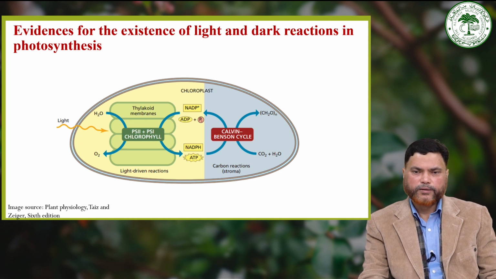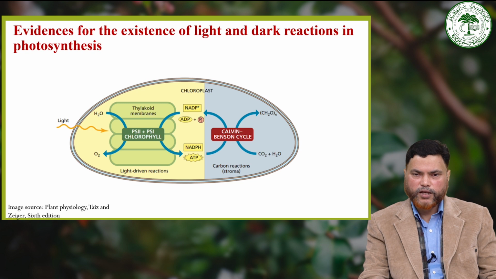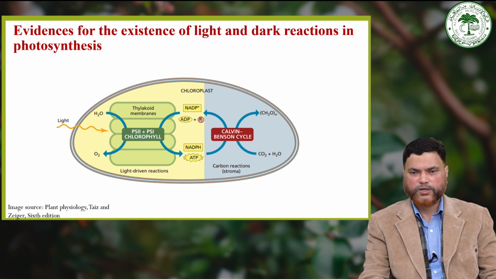Then in this regard, Blackman observed that well illuminated leaves with ample supply of carbon dioxide had a Q10 value of 2 or more for photosynthesis. In contrast, poorly illuminated leaves had a Q10 value of 1. So, these findings suggest the presence of both a purely chemical reaction, that is the dark reaction, and a photochemical reaction, that is the light reaction, in photosynthesis.